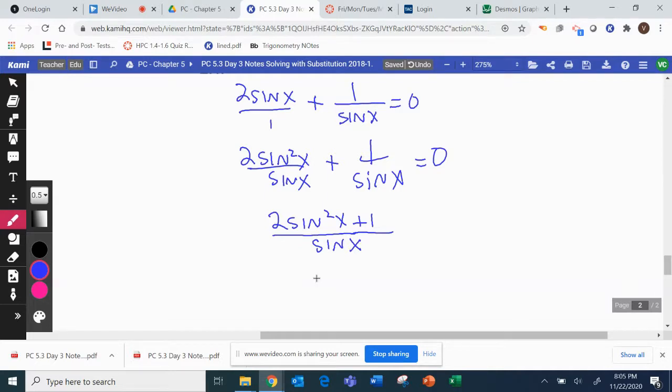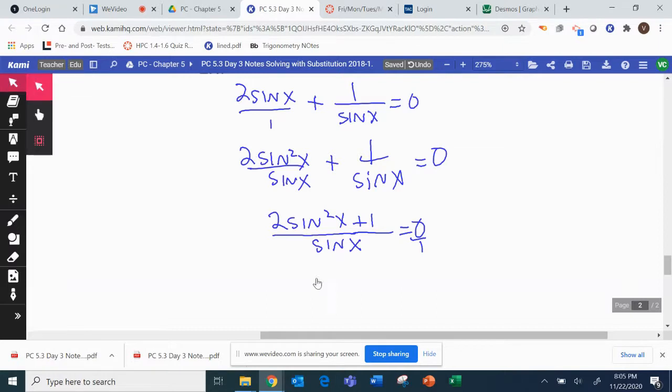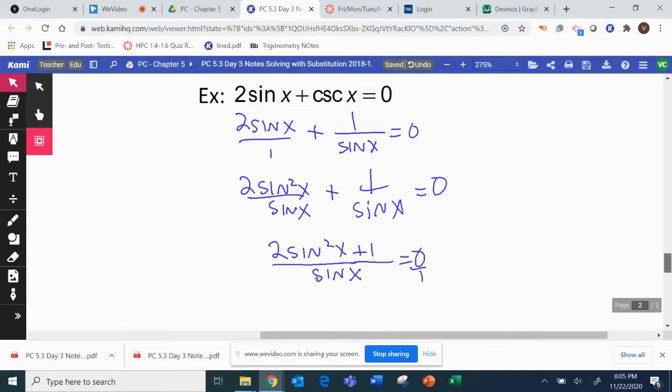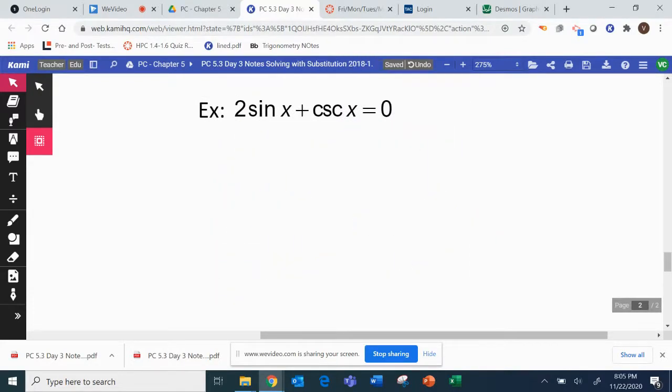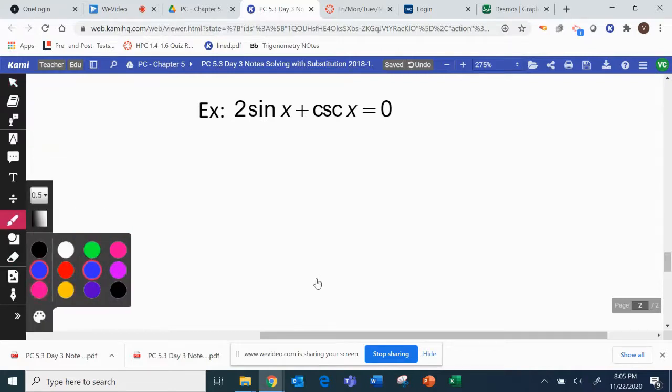And that's not going to do much for me because, well, I want to make it all sines, which I did, but if I cross multiply, I'm going to lose the sine in the denominator. So I don't want to do that. So I'm going to try a different method. I'm going to go back, and instead of making it all sines, I'm going to try that new method that I showed you about squaring both sides. See if we can do anything there.